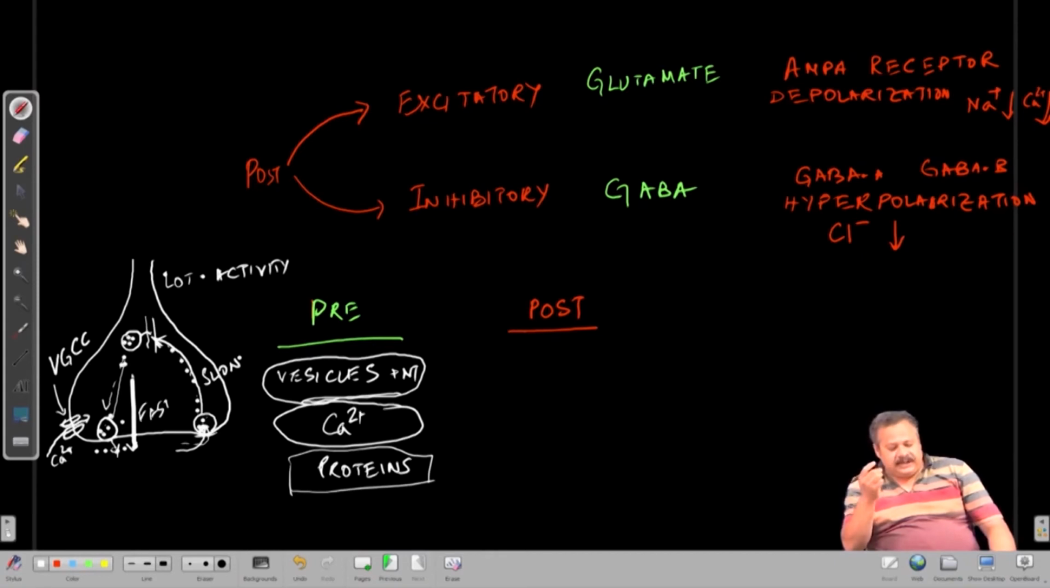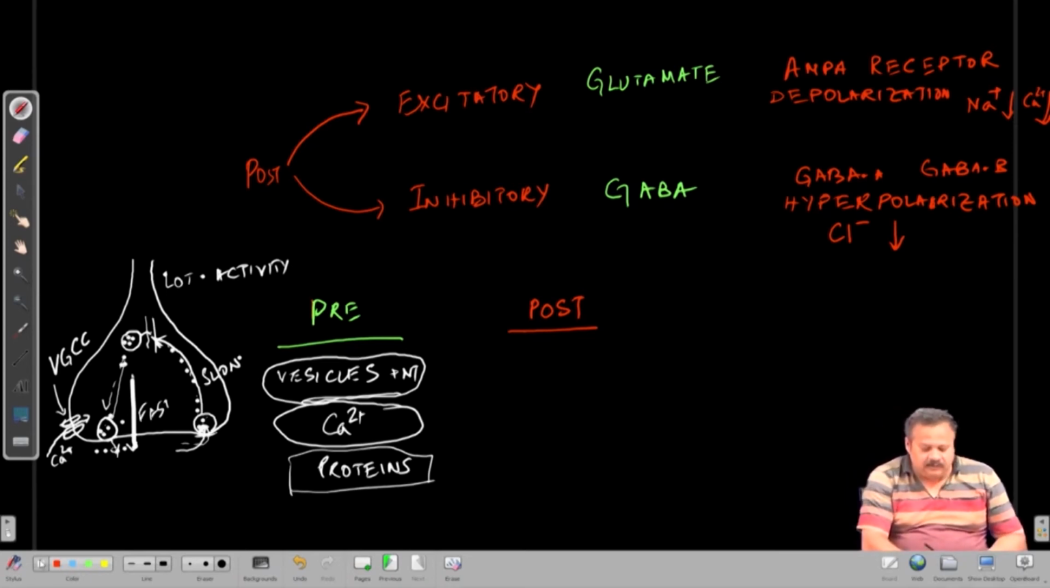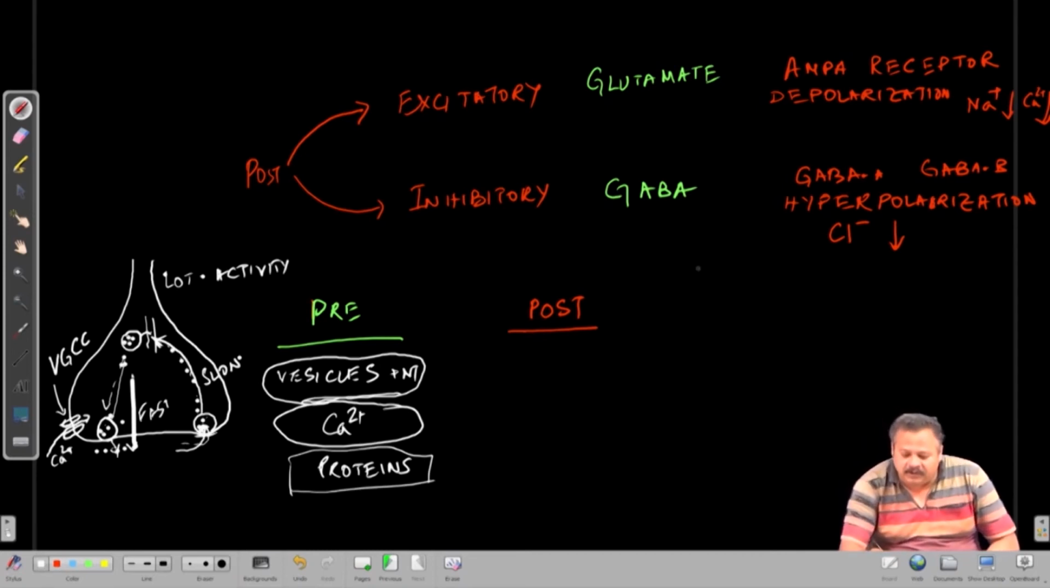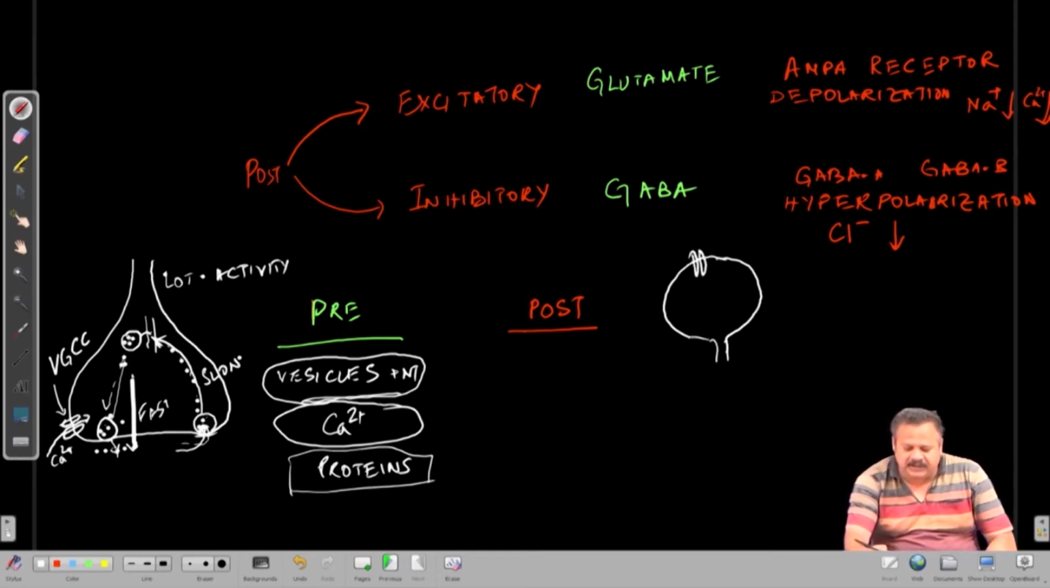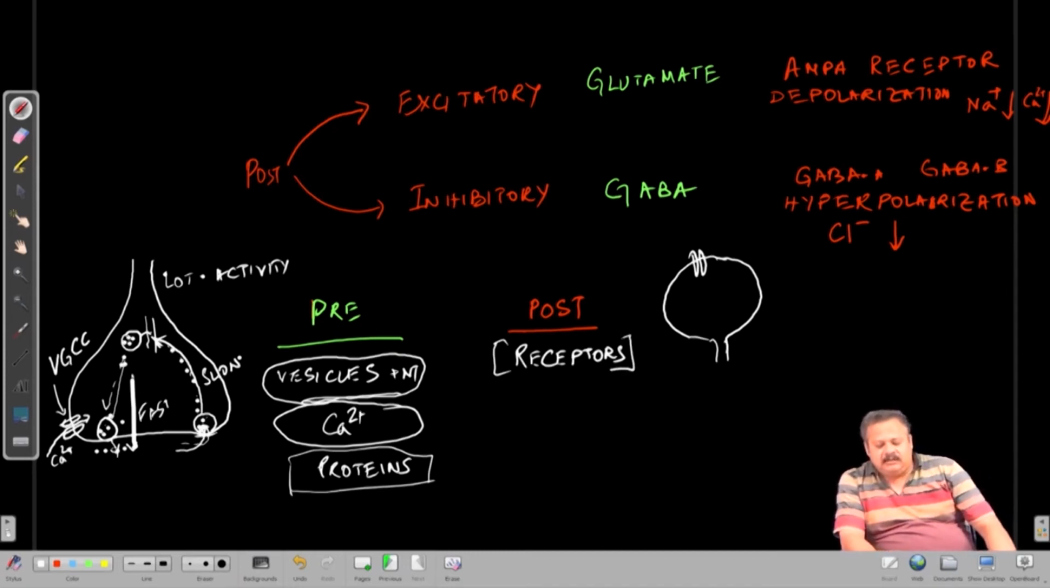Similarly, on the postsynaptic side, there are a number of ways in which the synaptic strength can be modified. In the postsynaptic side, if you recall, if we draw this spine with the neck, there are receptors on the postsynaptic side. The amount or concentration of receptors present on the postsynaptic side can itself be a way to modify the synaptic strength.